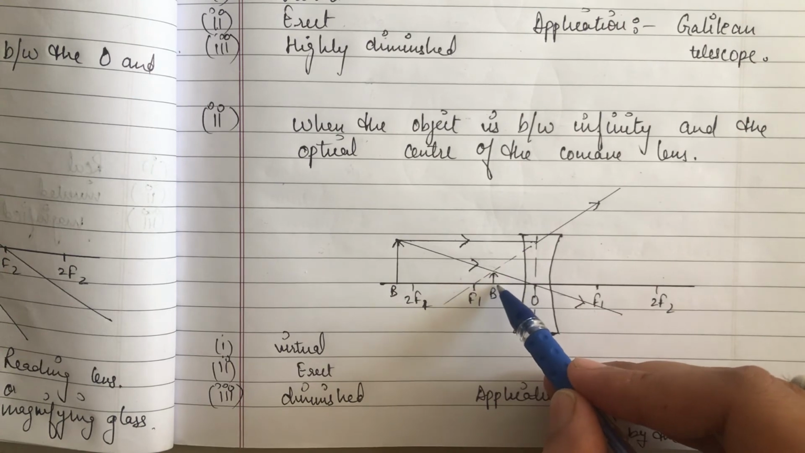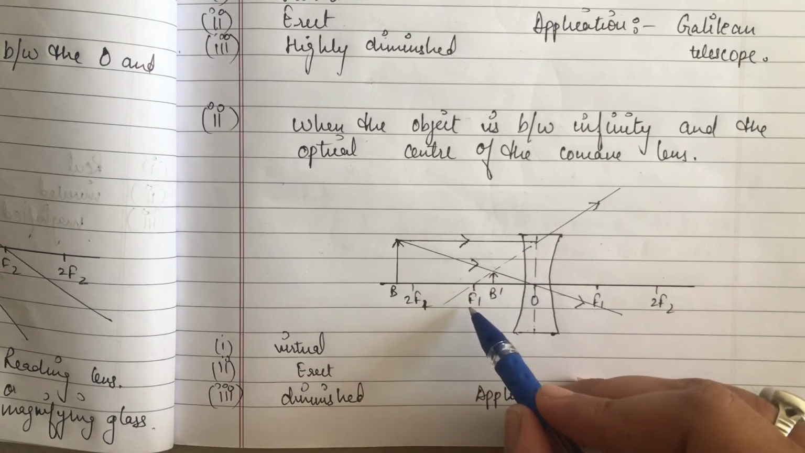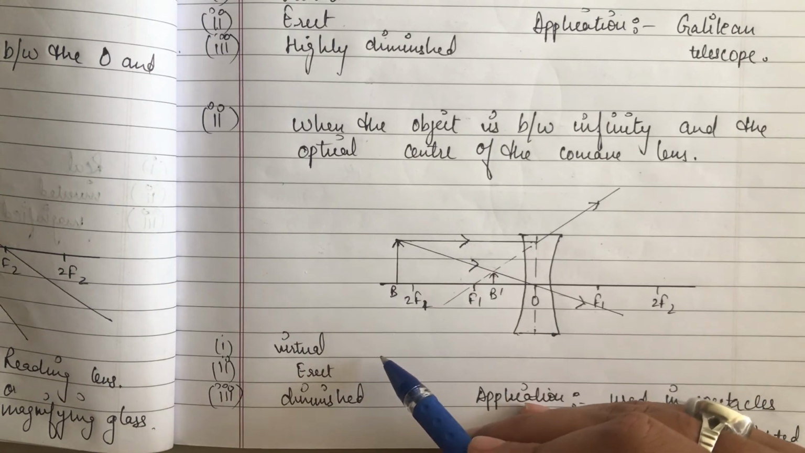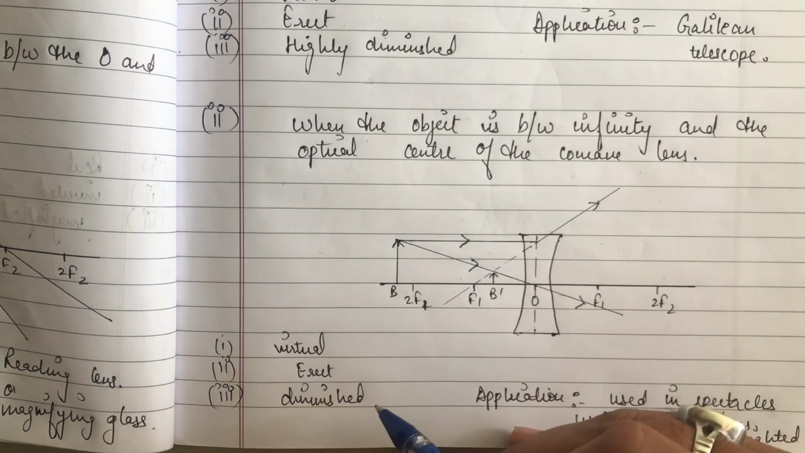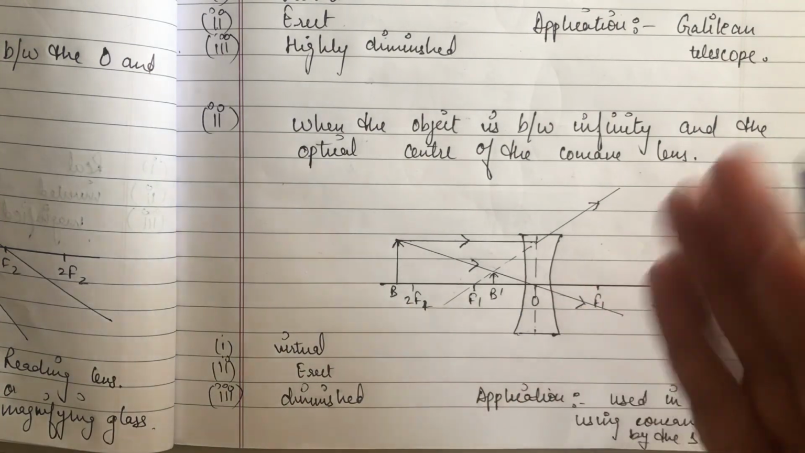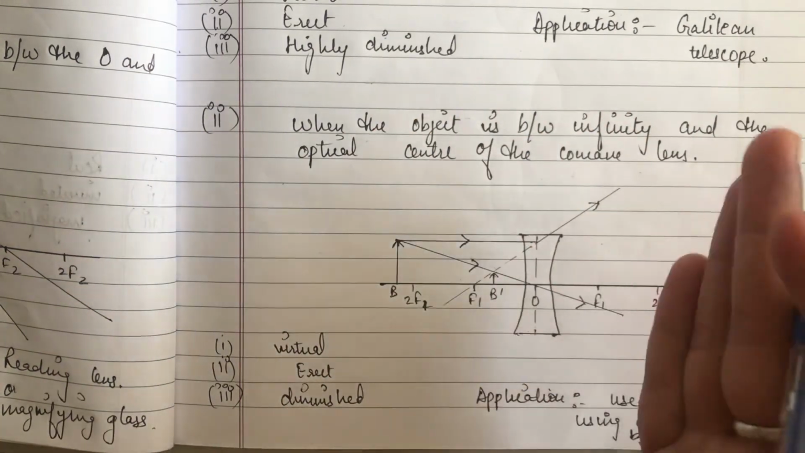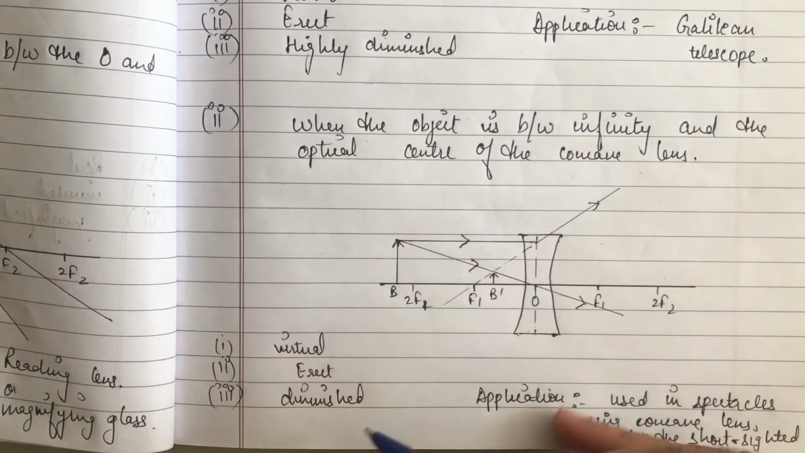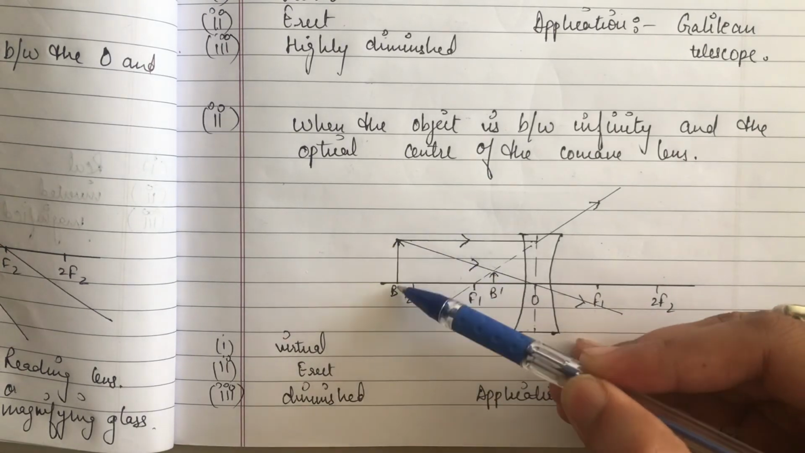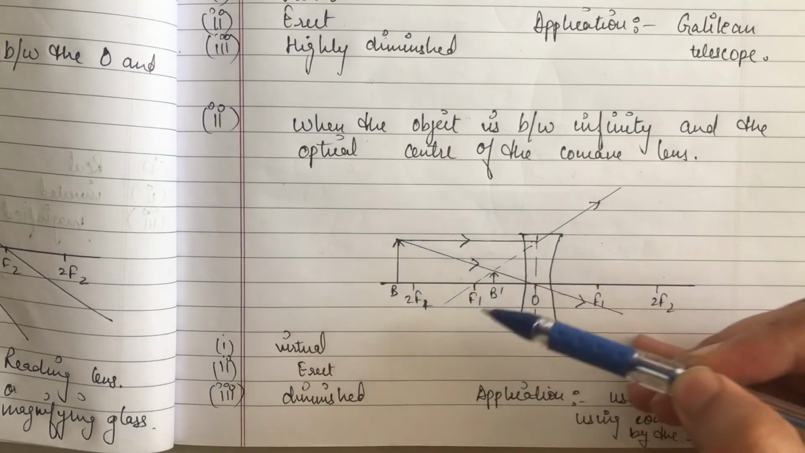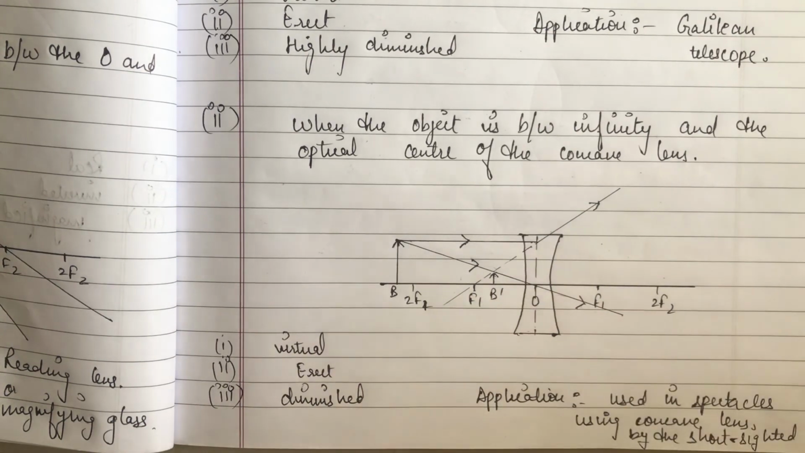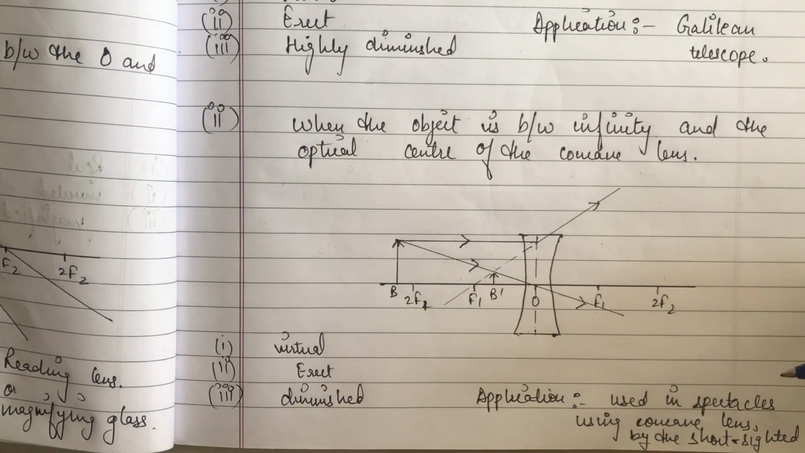So over here the image will be formed at B dash between F1 and O. So in this case, the nature of the image will be virtual, erect and diminished. As we know, because it is being formed on this side of the mirror, behind the mirror, it is virtual, and if the image is virtual, it has to be erect. And obviously we can see the object size is large, this is big, and the image size is small, so it has diminished. Application, it is used in spectacles by the short-sighted people.